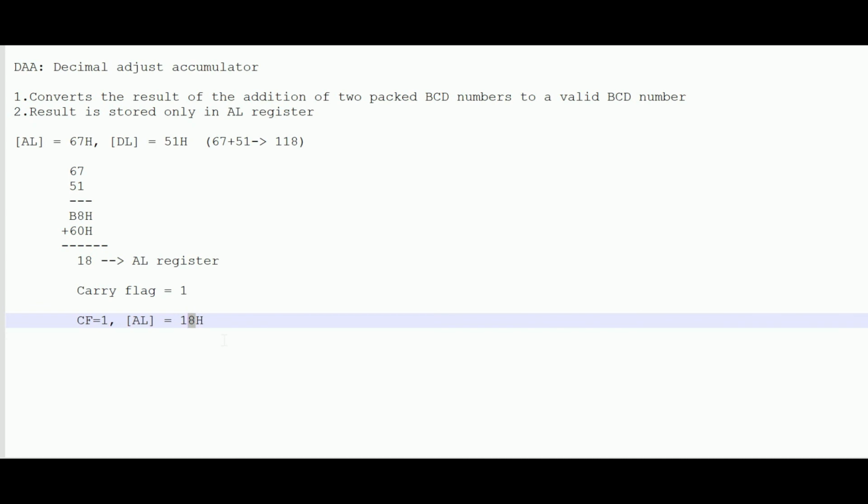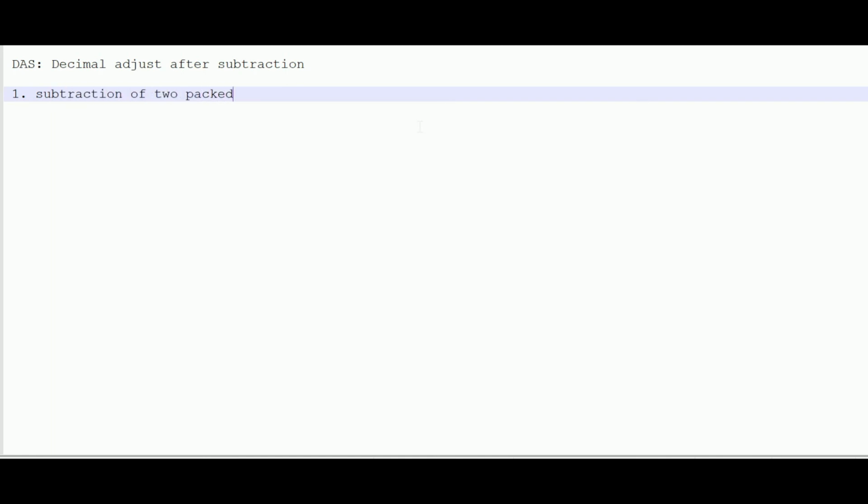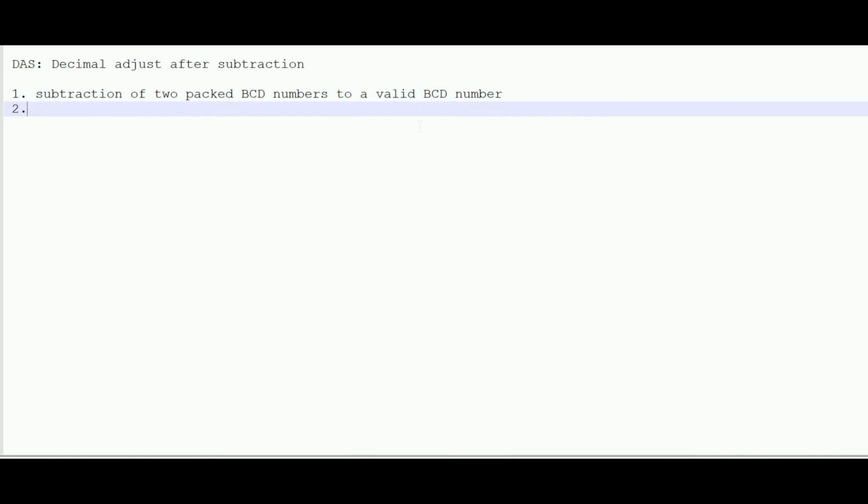Now let us move on to your next instruction, which is DAS, or decimal adjust after subtraction. This instruction converts the result of subtraction of two packed BCD numbers to a valid BCD number. As you can see, this is very similar to your DAA instruction. The second important point to remember here is that the subtraction has to be only in the AL register.